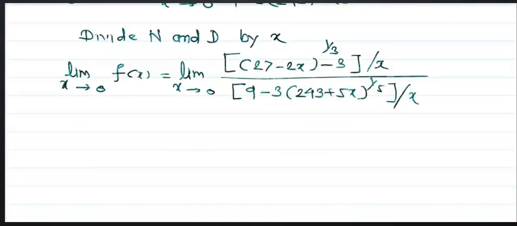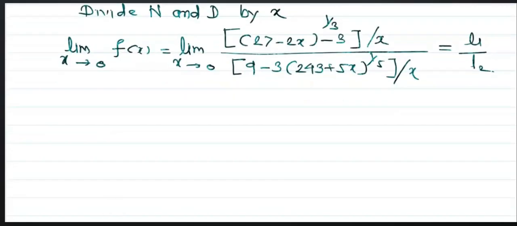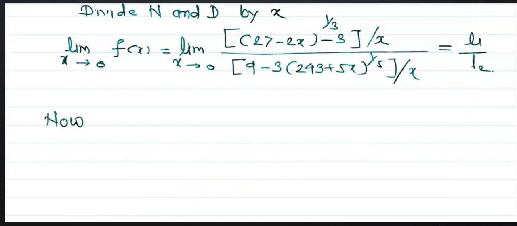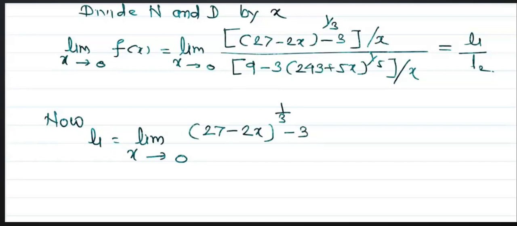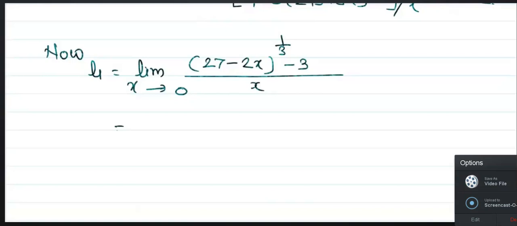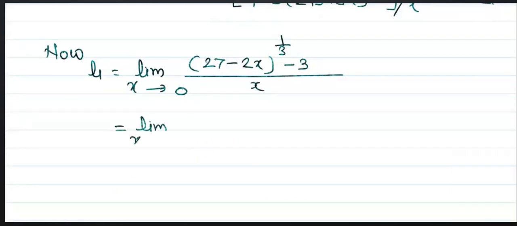Now see this here. Now there are two limits, L1 and L2, two separate limits, because this example is more complicated. Now limit L1 is equal to limit x tends to 0 of (27 minus 2x)^(1/3) minus 3, whole divided by x. Now we will see how to solve this limit.